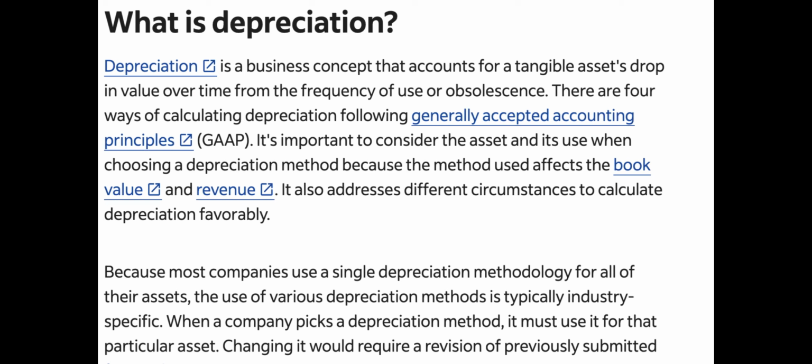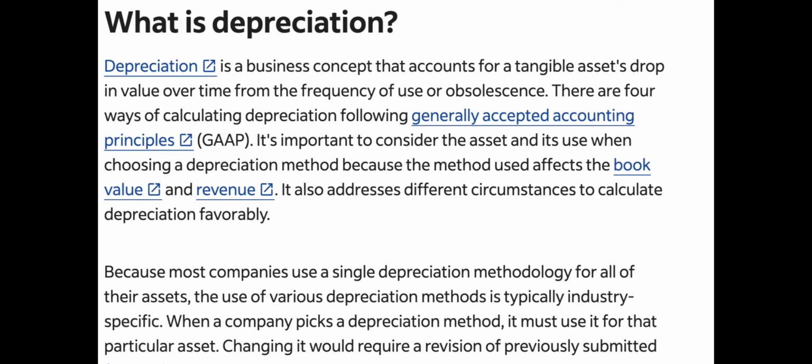What is depreciation? Depreciation is a business concept that accounts for a tangible asset's drop in value over time from the frequency of use or obsolescence. There are 4 ways of calculating depreciation following generally accepted accounting principles, GAAP. It's important to consider the asset and its use when choosing a depreciation method because the method used affects the book value and revenue. It also addresses different circumstances to calculate depreciation favorably.